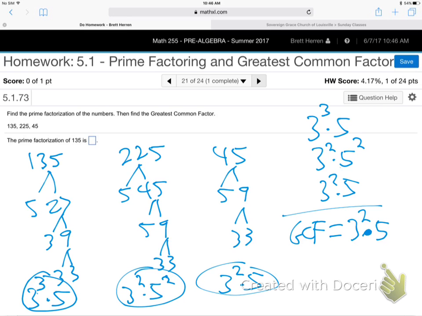So 2 threes and 1 five is what they have in common. It's what they all three have. They have more than that individually, but that's the greatest amount in common. Am I confusing you? Does that make sense? Because this is 2 threes, 2 threes, 3 threes, so they all have 2 threes, but they don't all have 3 threes. So they have 2 threes in common.